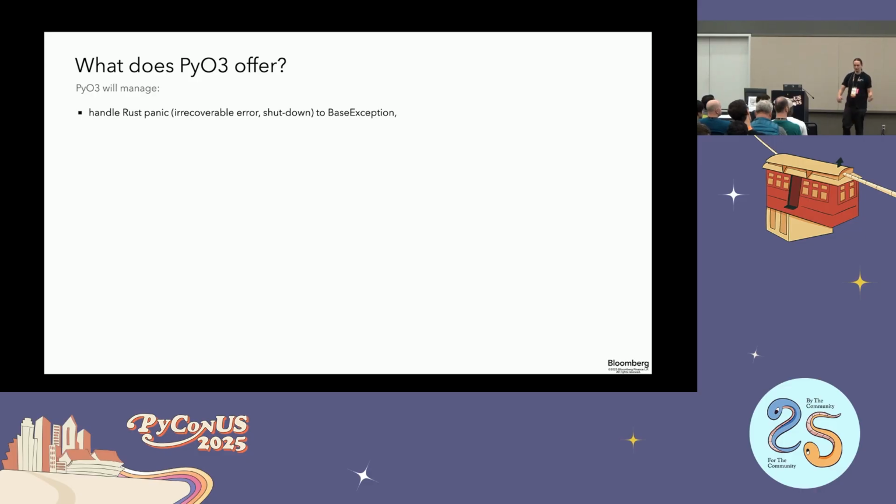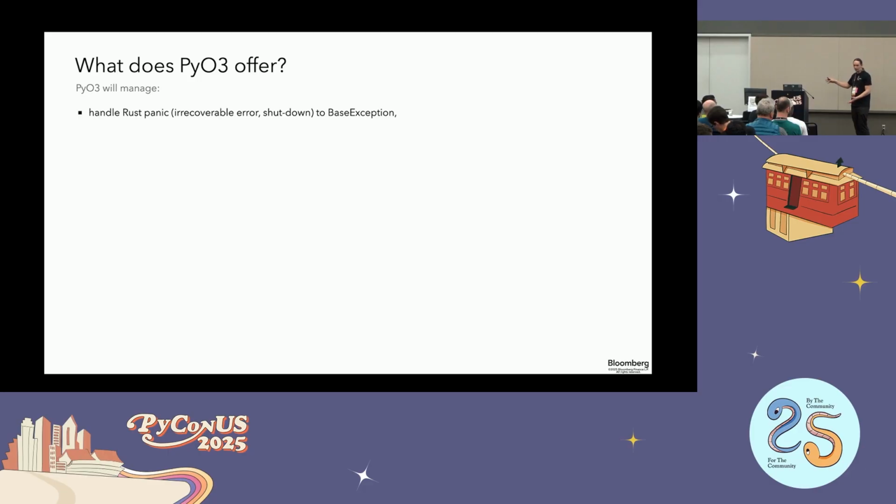So what does PyO3 offer? Because as I said beforehand, Maturin is the one that actually creates that SO file for you. What is PyO3? PyO3 is the layer that handles the communication between the Python and the Rust code. What this means is it's going to handle the Rust panic for you. For example, I told you before that Rust had this concept of panic. And what did I say? When the panic happens, the program needs to shut down.